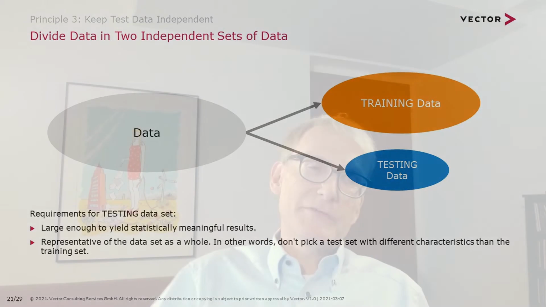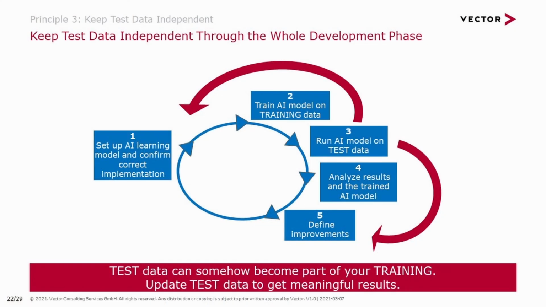However, on top of that, look at the improvement cycle of AI development: you set up an AI learning algorithm, you train it, you test it, you analyze the results, you define the improvements. If you do this for a long time, for hundreds of times, you figure out that a lot of the analysis will somehow go into your training. So the training and testing are not independent. The recommendation here is that test data can somehow become part of the training, and that you update the test data to get meaningful results, especially if you're working on this for a long time.